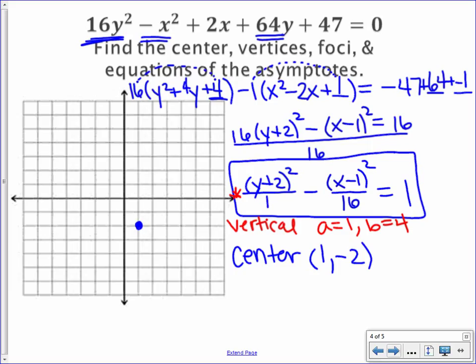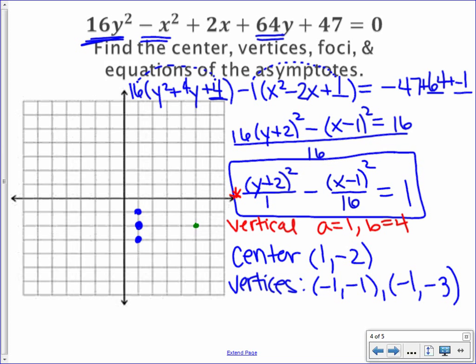Now, we've identified a to be 1. We need to move vertically a because that is what kind of hyperbola we have. So here are our vertices, which we plotted at 1, -1 and 1, -3. Very, very lightly, I'm going to go ahead and plot point b away. So I'm going to count 4 horizontally, 4. That way I can make our rectangle very, very lightly.